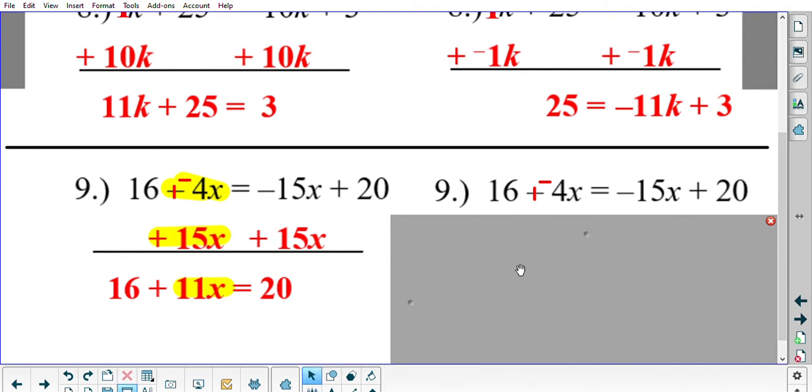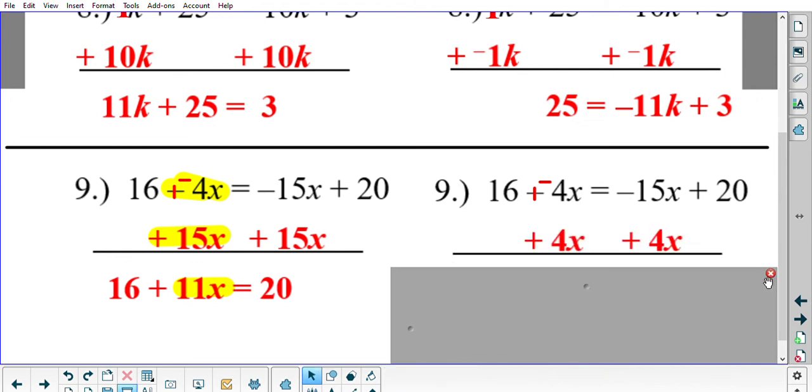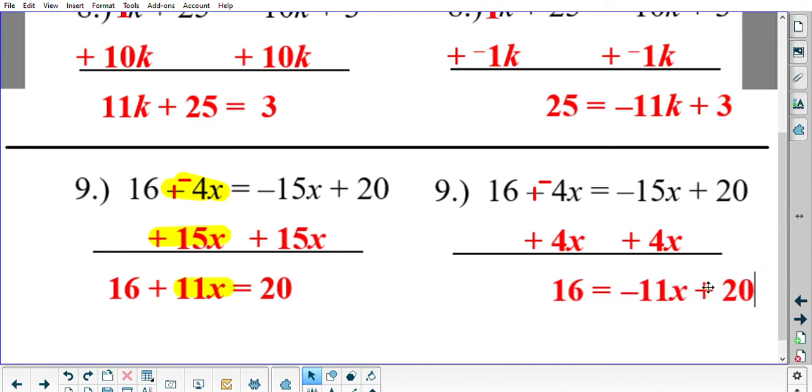The other way of doing it, you could add positive 4x on both sides, and that would give you 16 equals negative 11x plus 20. I apologize for the random vertical line over there. That was a typo. You can ignore that. But there you go. There's how you could do those problems.